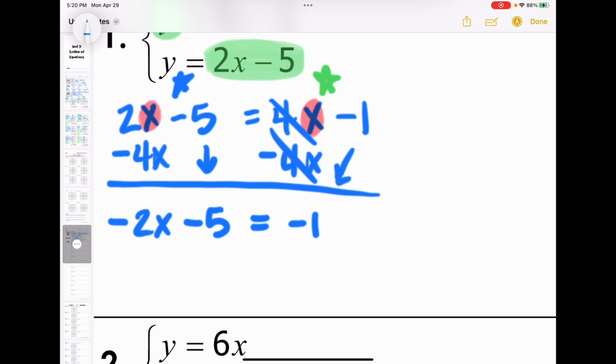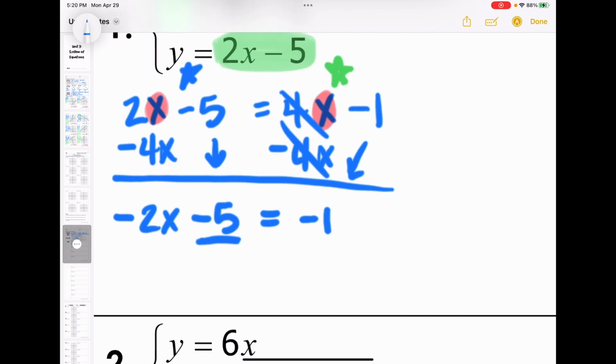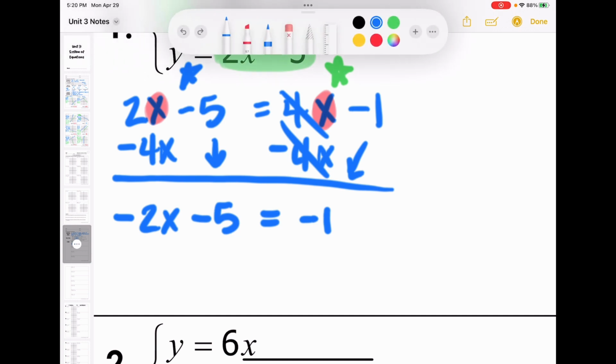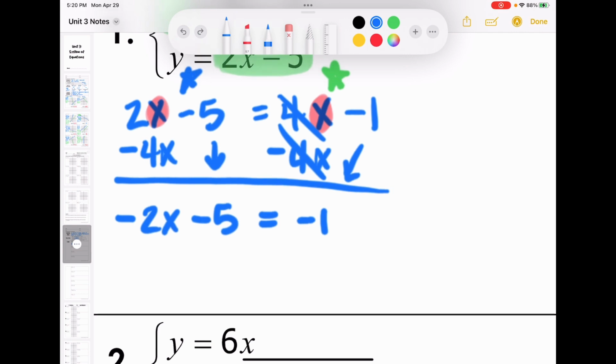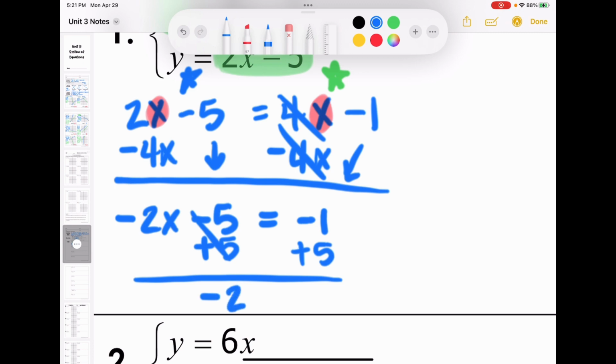All right, now that all my variables are on the left side, I need to move all my regular numbers to the right side. So this negative 5 needs to move to the right side. To move a negative 5, I do the opposite. So I add 5 to both sides. That gives me negative 2x equals positive 4, because negative 1 plus 5 is 4.